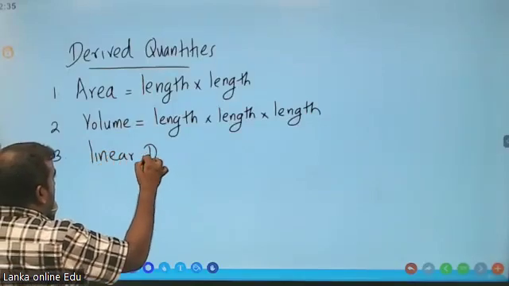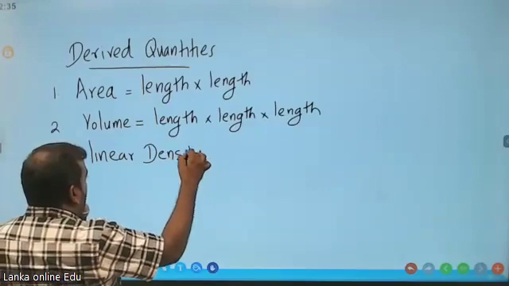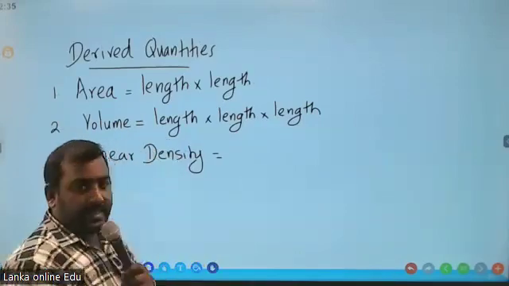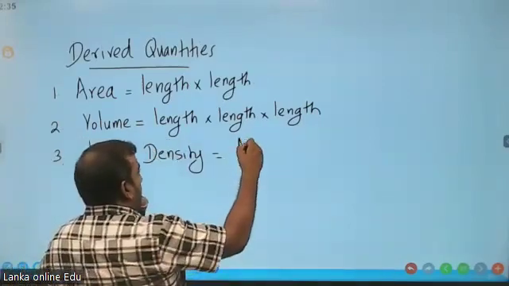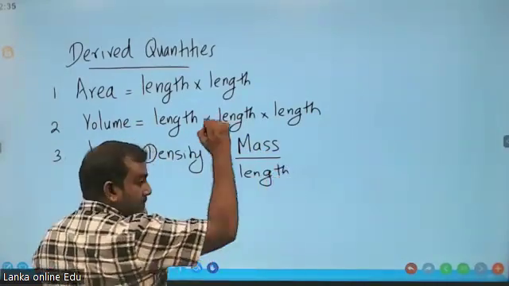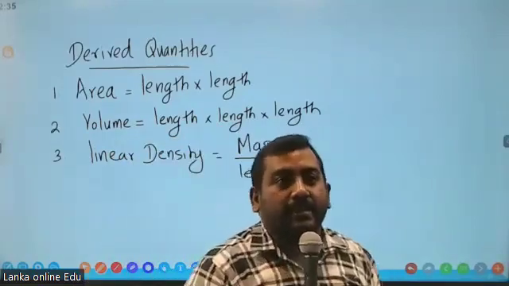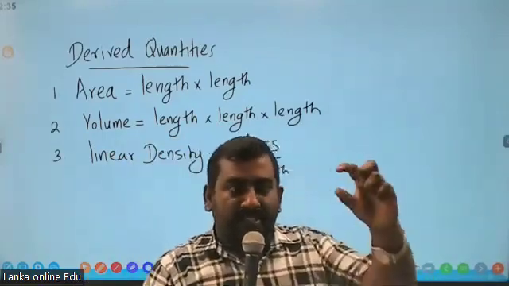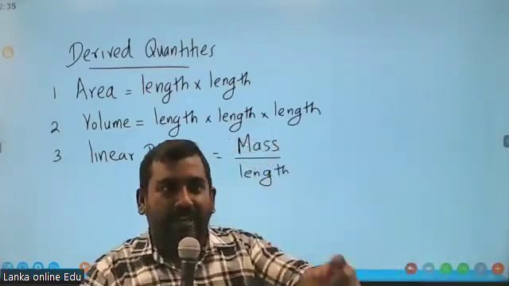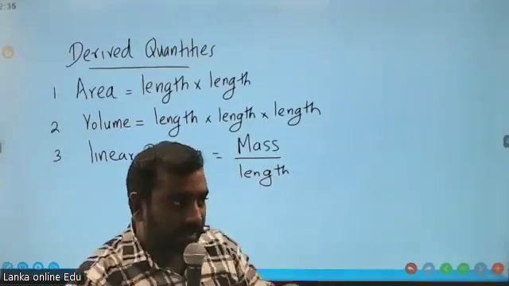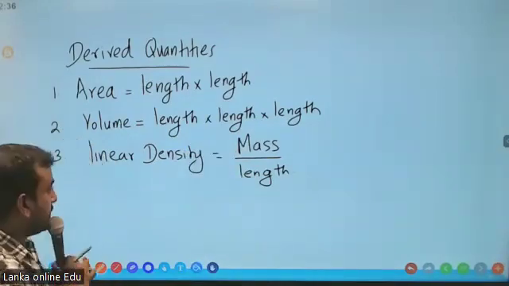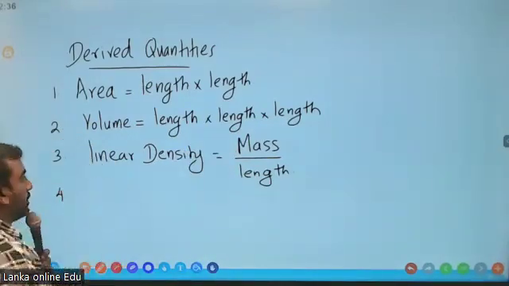Right. Third one. Linear density. This was a bit new for you all last week. You all know density, but not this one. So what is the linear density equation? If you can remember, tell me. Mass divided by length. Good. Mass is fundamental. Length is fundamental. Using fundamentals, I make a derived quantity. Clear? Fourth one.